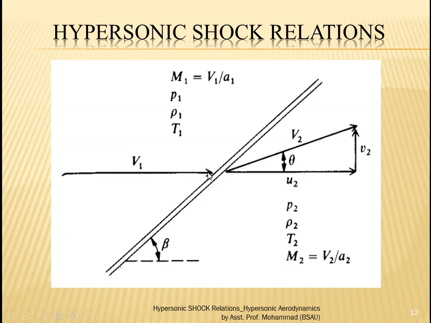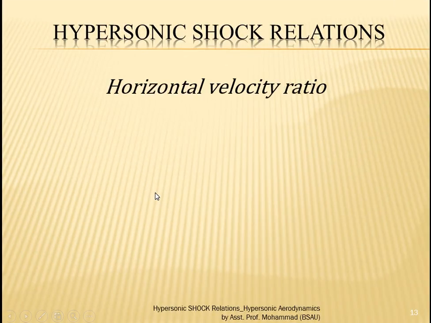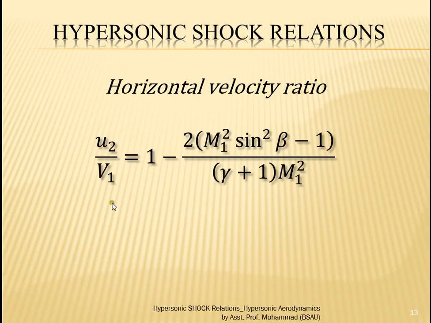In contrast to our earlier treatment of the oblique shock, where we normally resolve the velocities along and perpendicular to the oblique shock, here we have resolved them only along and perpendicular to the velocity. This is the v1 velocity. Now the horizontal velocity ratio. So this is the ratio, and this is the exact relation for the oblique shock. Again remember this u2 is the same u2 which is along v1, not along the shock.